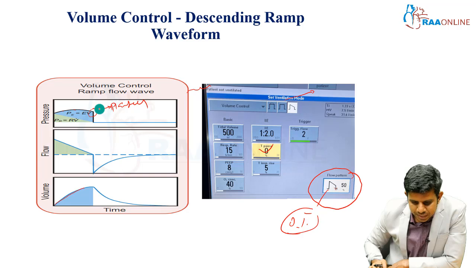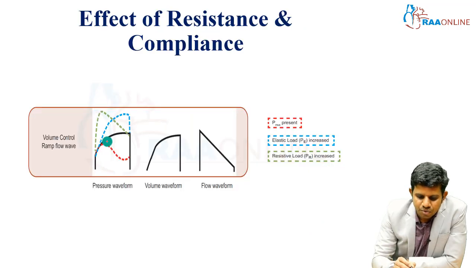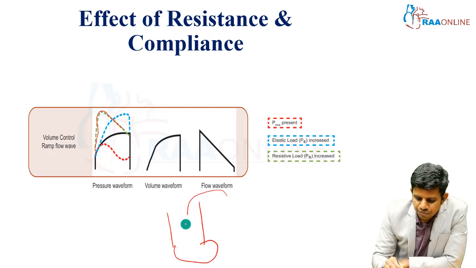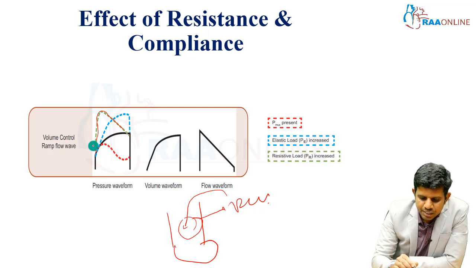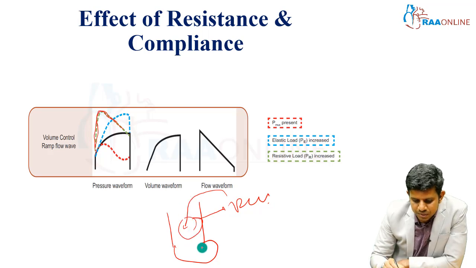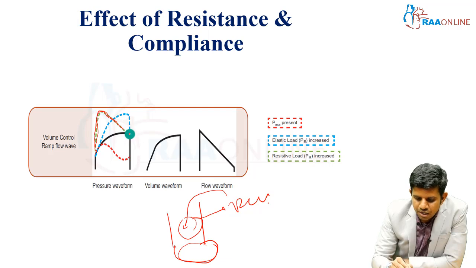So, what happens with increased resistance? I already told you that if there is increased resistance, my initial pressure will rise, because the first pressure is contributed by the resistance. If it is high resistance, my initial pressure will be high. Once the alveoli start filling, the pressure is contributed by both elastance and resistance. At the end of my inspiration, the flow will be 0. So, the end pressure is contributed by the elastic pressure.